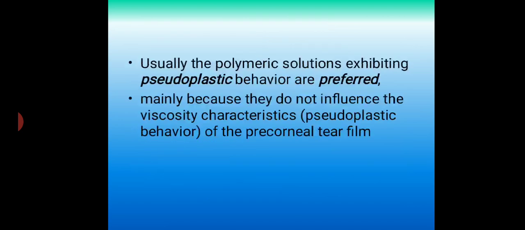Now, apart from all this, one of the main properties of the polymer is the pseudoplastic behavior. Why is the pseudoplastic behavior necessary? A pseudoplastic behavior does not influence the viscosity characteristics of the precorneal tear film. That means if the polymer we are selecting has pseudoplastic characteristics or pseudoplastic viscosity nature, the interaction between the tear film and the polymeric membrane will be less. The viscosity of the drug delivery system may not be affected by the tear films, and it may not affect the tear films either. So it can protect from the mutual physical interaction if we prefer polymers with the pseudoplastic behavior.